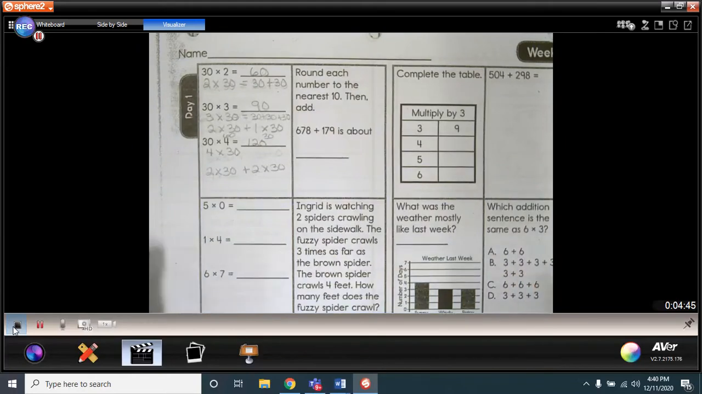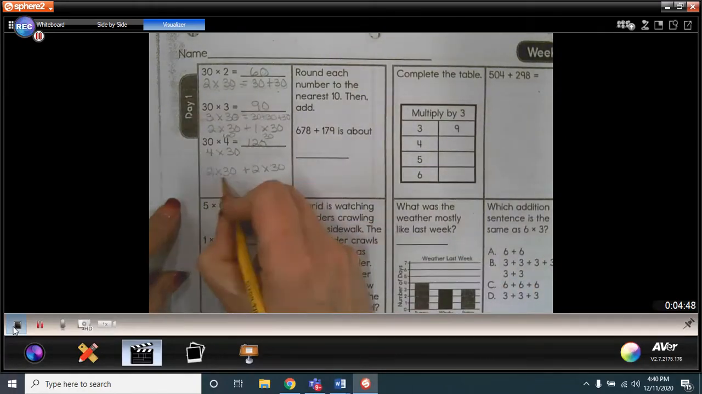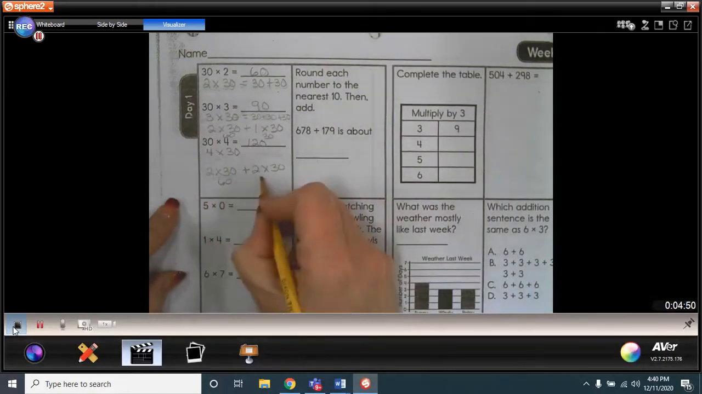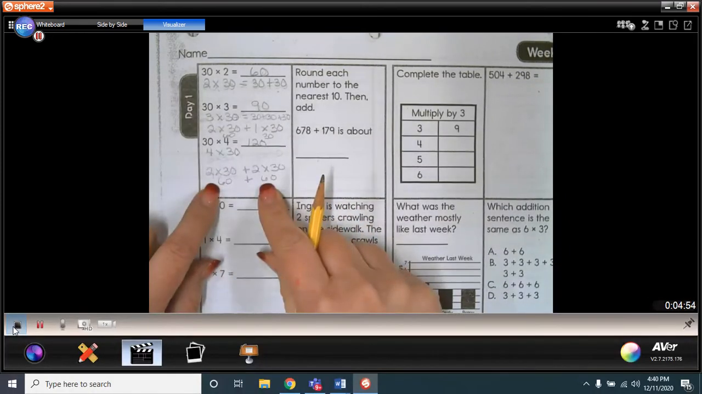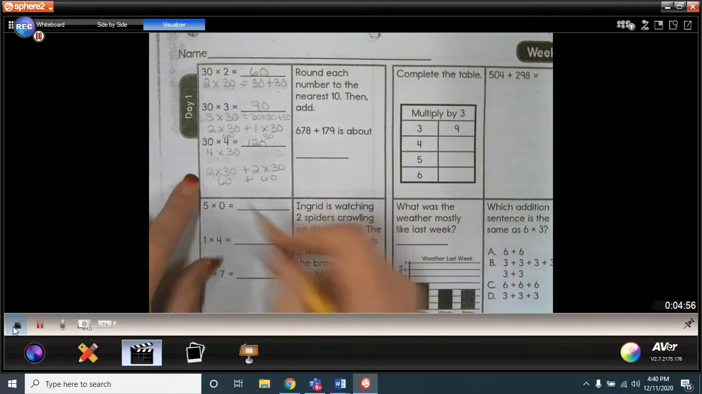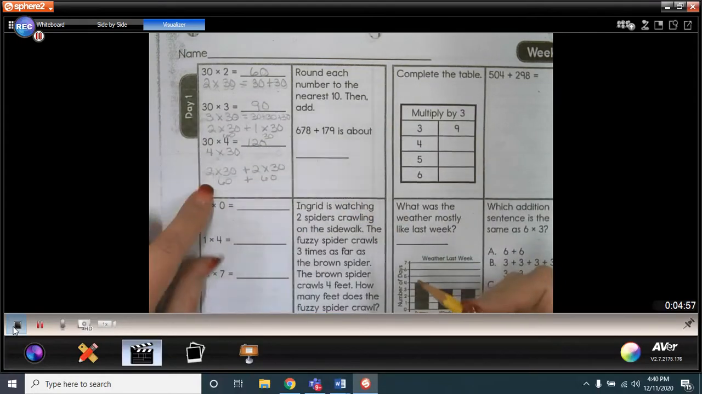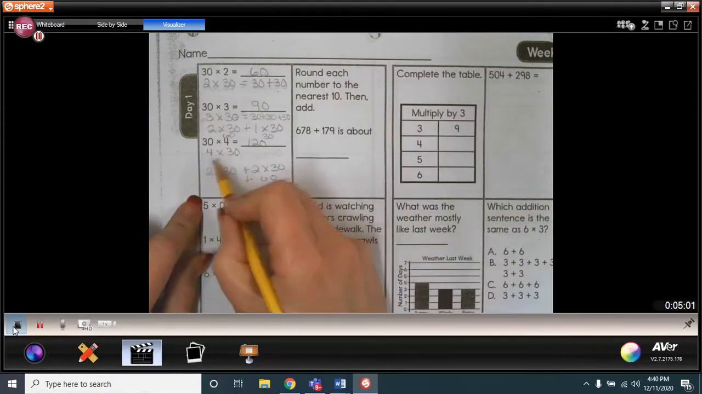So this would be 60, and this would be 60, and 60 and 60 is going to give you 120. So that's using our understanding of the distributive property to help us figure out what 4 times 30 is.